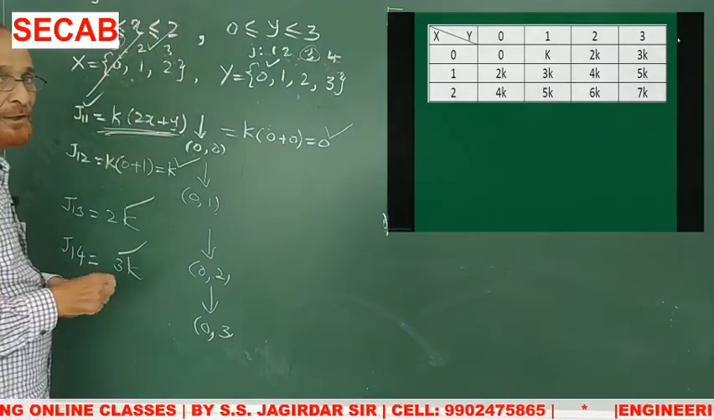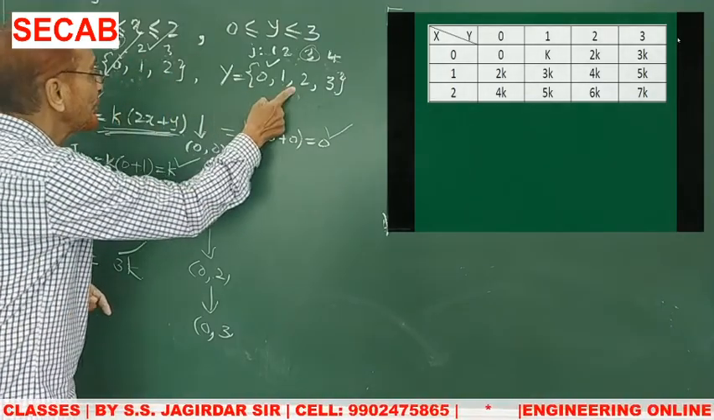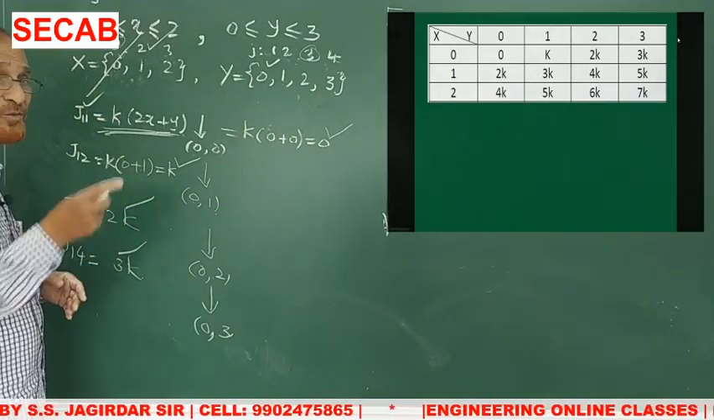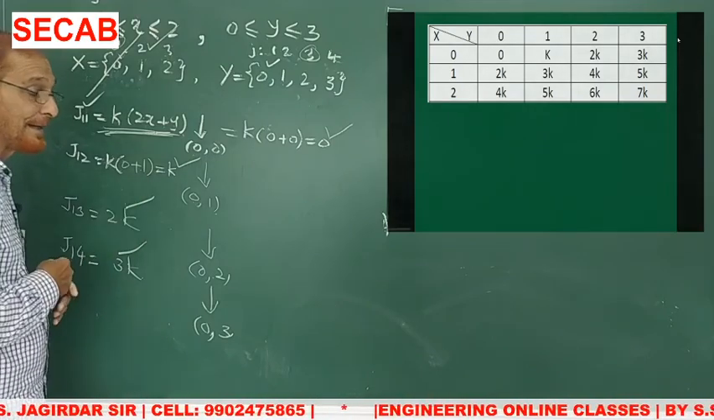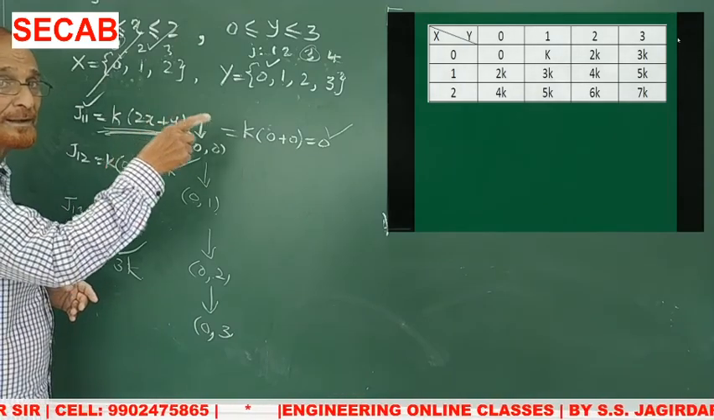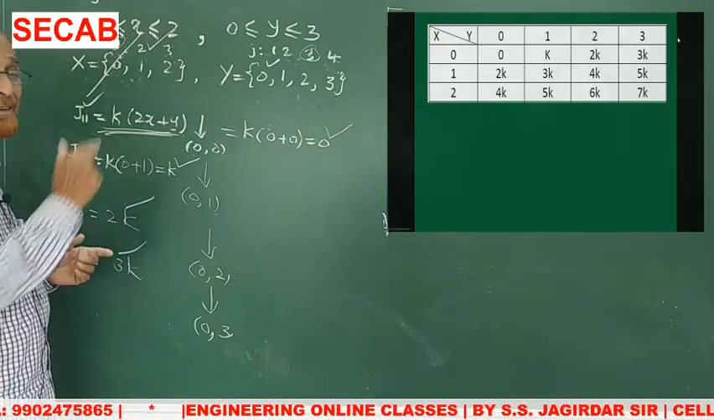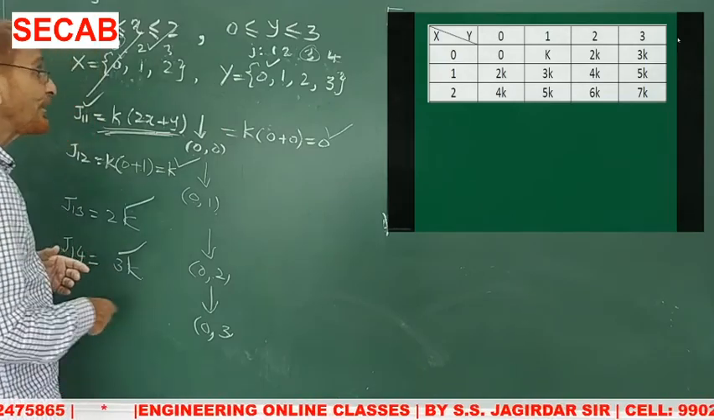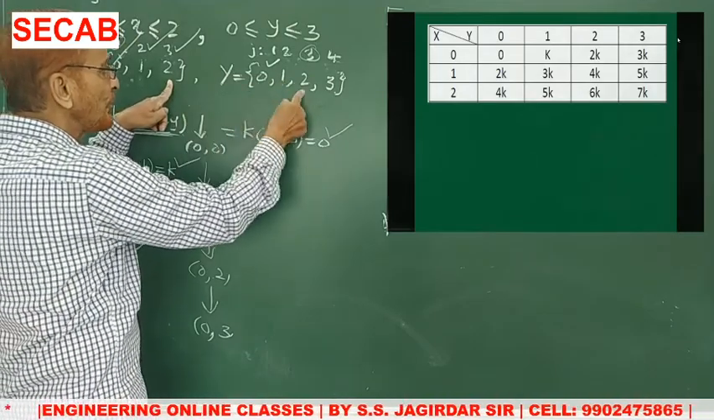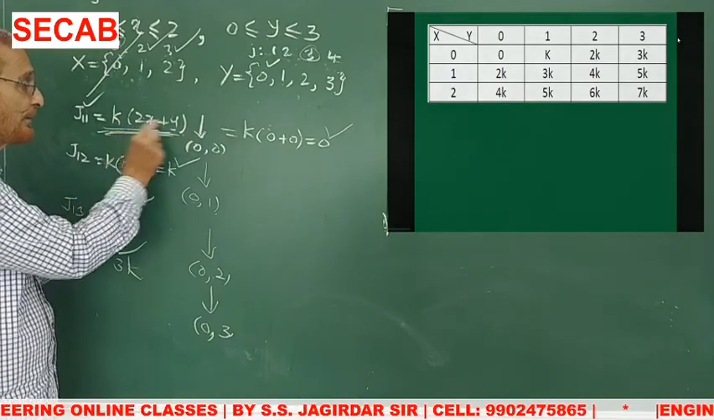Now go for 2. When you take the second, that is 1, 0, 1, 1, 1, 2, 1, 3. Go on putting one by one, you will get all the values against x value 1, along the second row. So what is the second row? 2k, 3k, 4k, 5k. Work it out, you get it. This is very simple. And when you have completed the second row, for the third row you have to go with 2, 0, 2, 1, 2, 2, 2, 3. One by one you put these pair values in the relation and see what values you get.